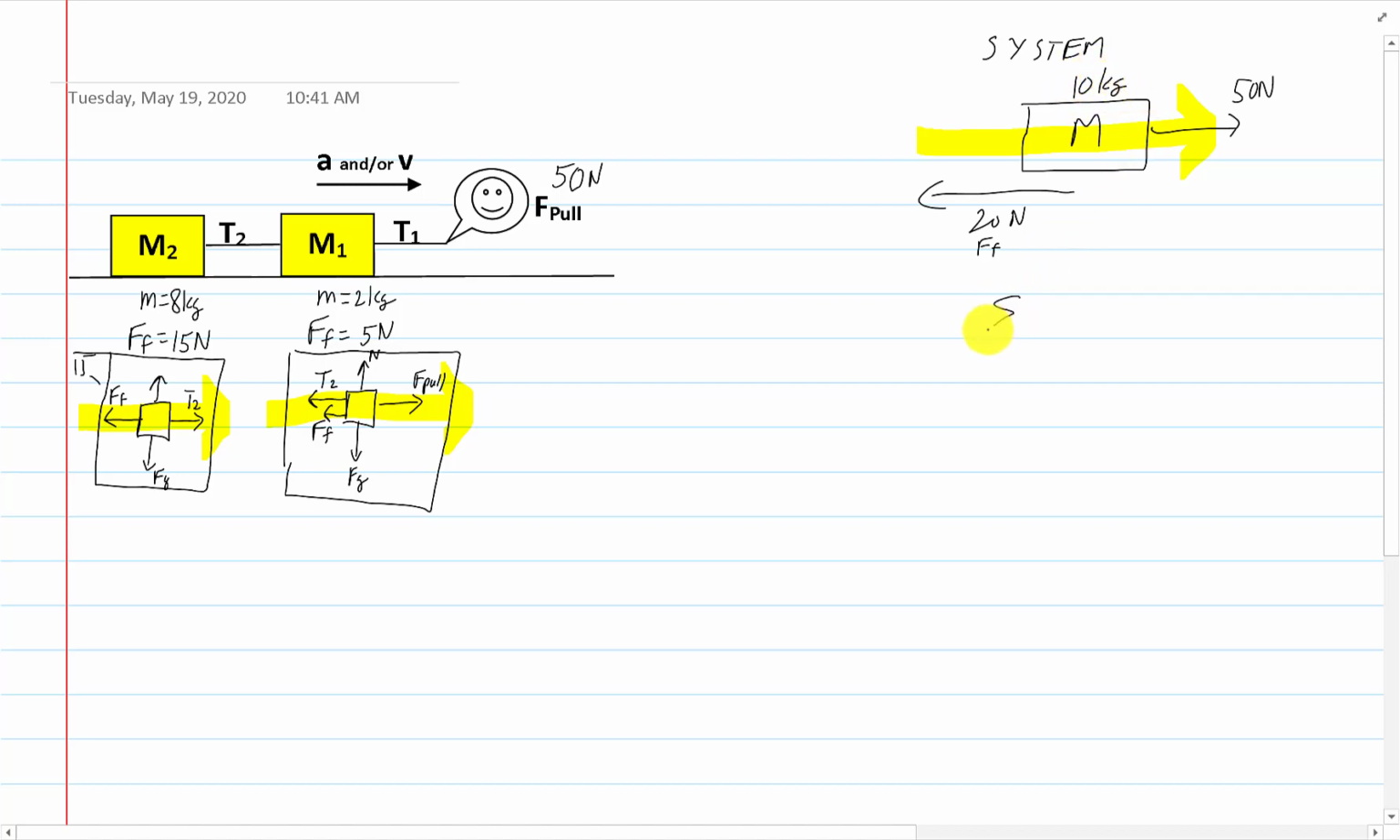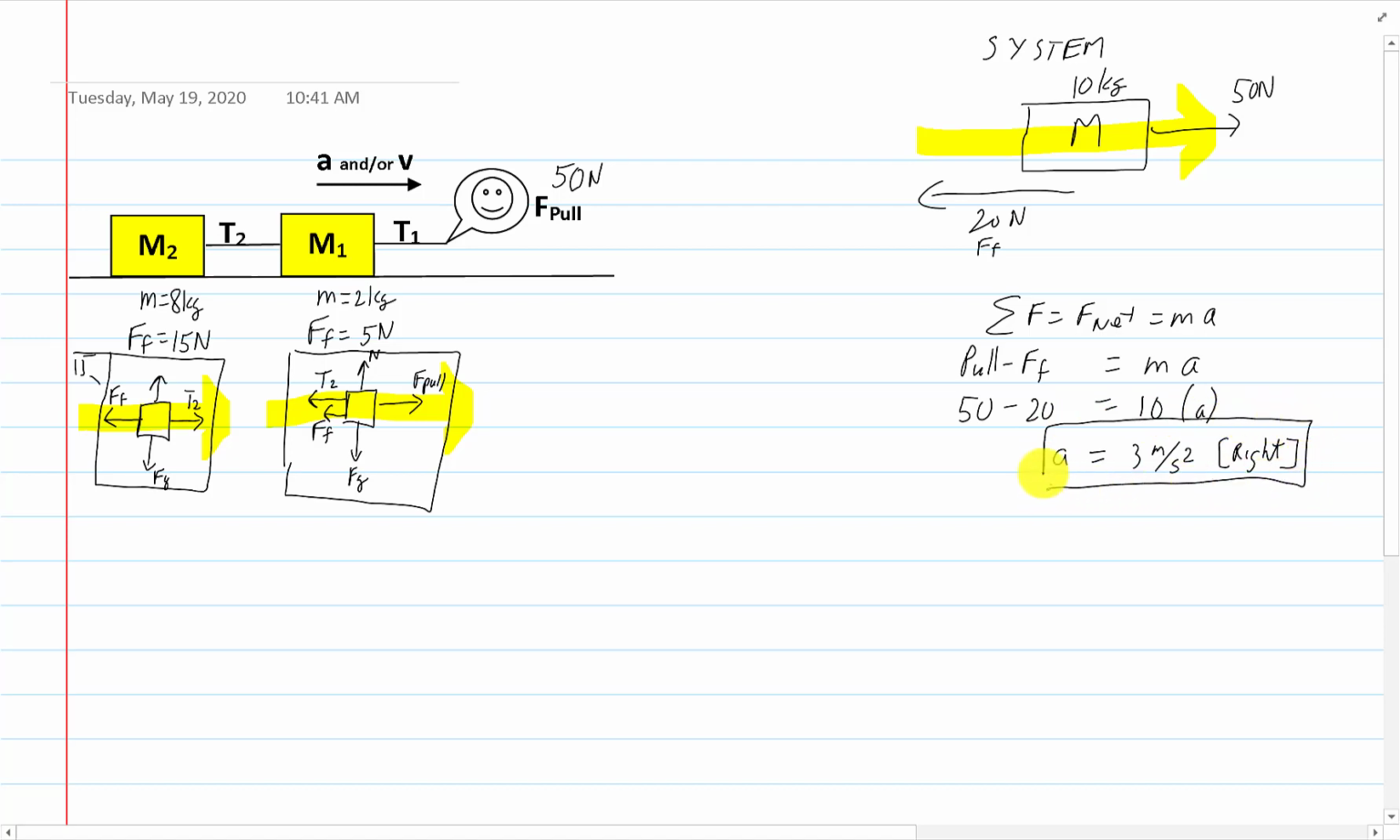So we write down Newton's second law. Sum of the forces equals F net, which equals MA. And that's going to be the pull minus the force of friction is equal to MA. The pull is 50, the force of friction is 20, the mass is 10, and we have to get A. You can see that A is going to be 3 meters per second squared to the right here.